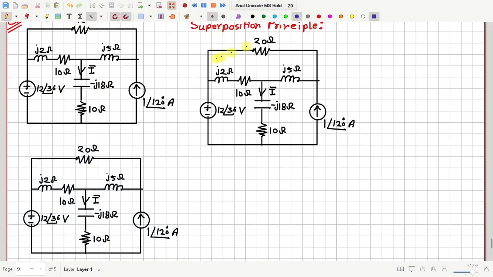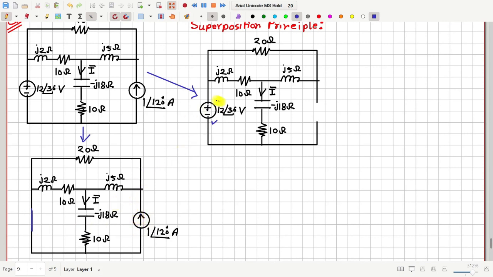individually, separately. So from this original circuit, we have made two copies, and in this copy, I will keep the voltage source and I will remove the current source, and it will be replaced with the internal impedance of this current source, which is infinite. That means open circuit. And in this copy of the original circuit, I will remove the voltage source with its internal impedance, which is 0 for a voltage source. So I will replace it with short circuit, and this current source will be kept.